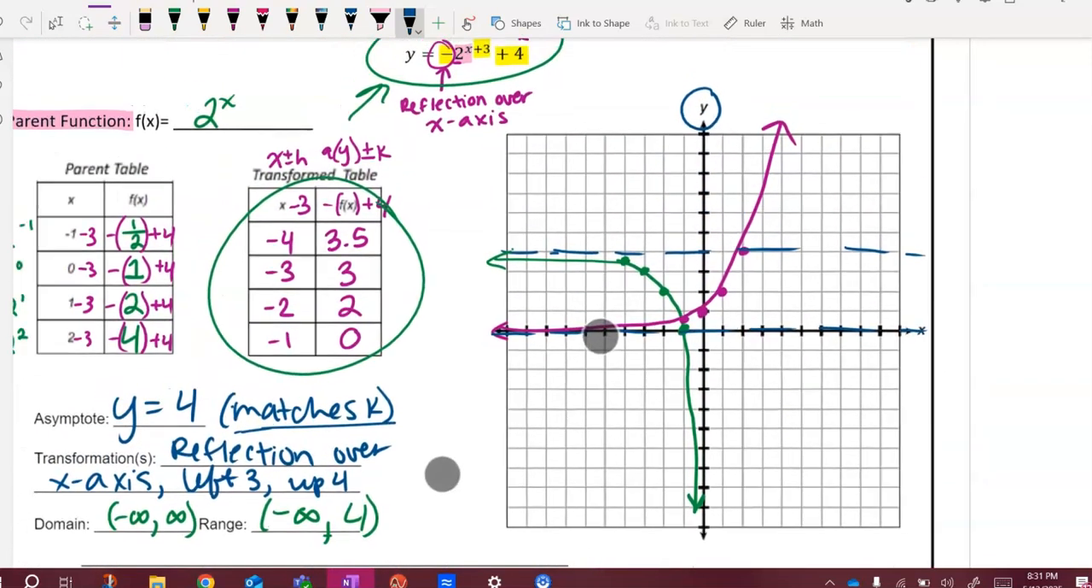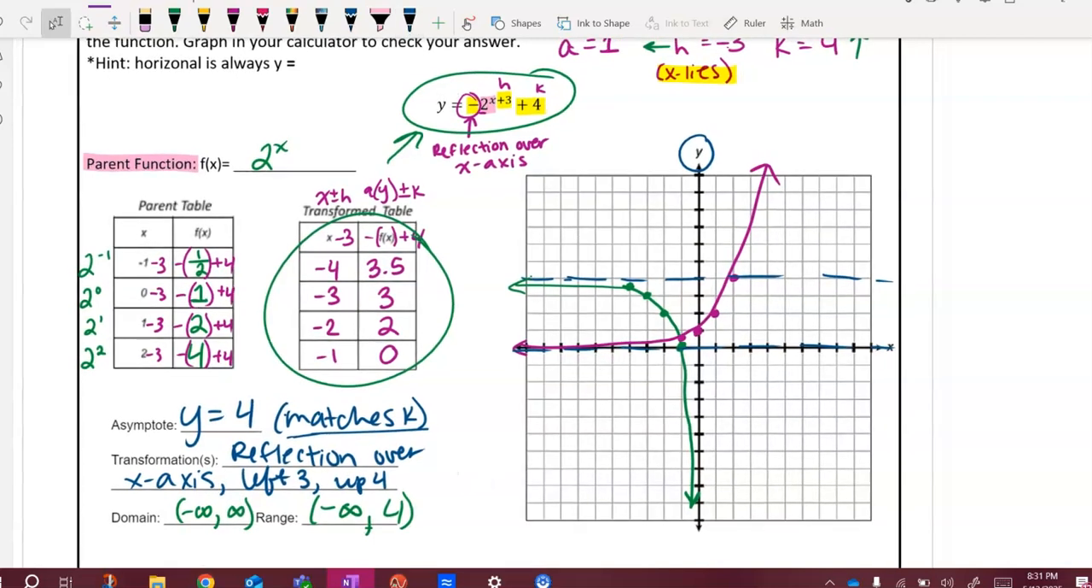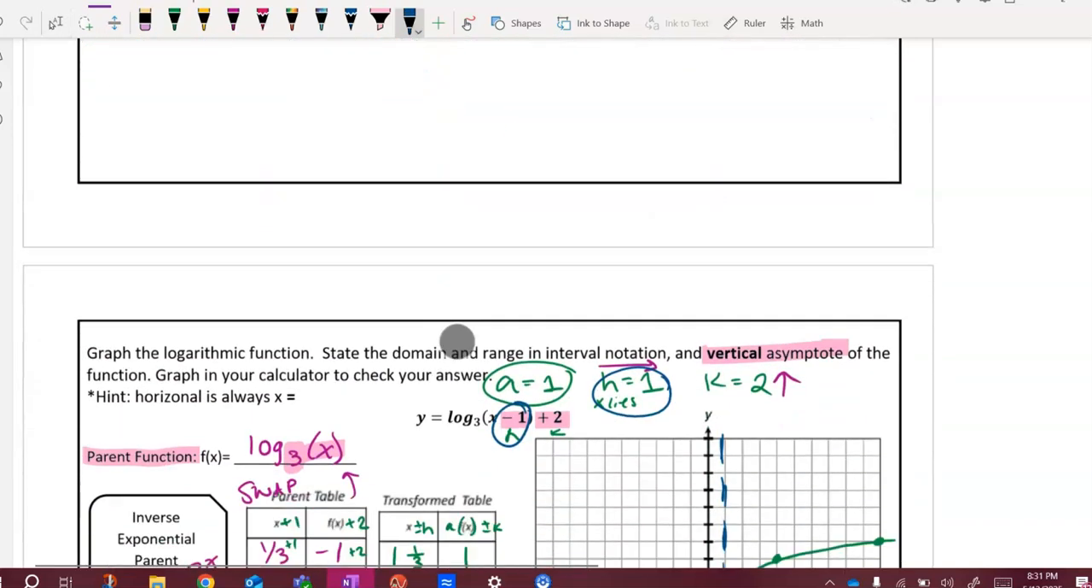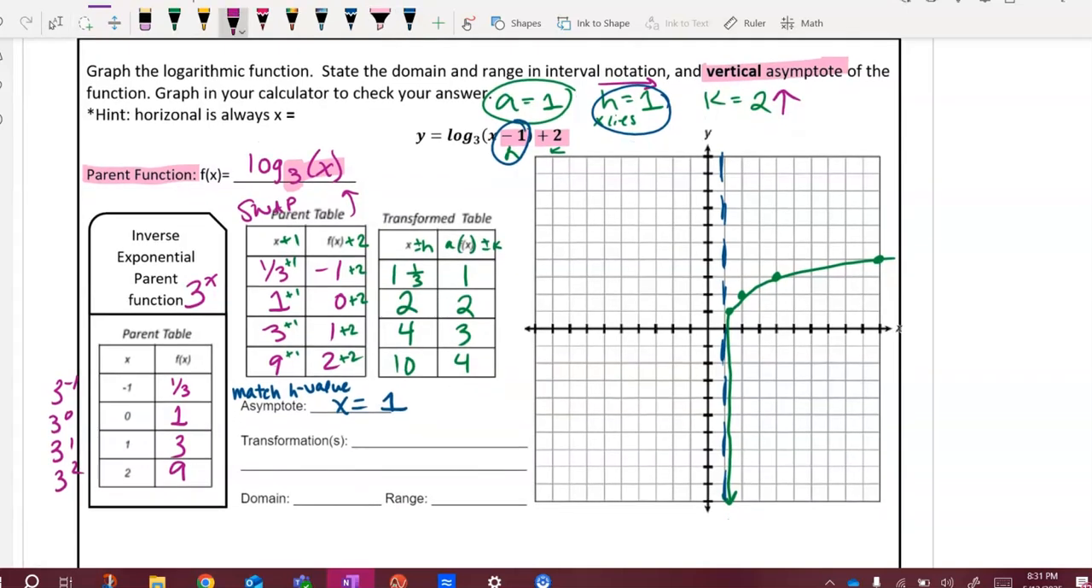Think back to the exponential graph we just graphed. The horizontal asymptote matched the k value, which is 4. So kind of cool. Let's go ahead and graph the original function as well, just to show. We got 1/3, negative 1, 1, 0, 3, 1, and 9, 2. And as you can see, this graph was moved to the right 1 and up 2.